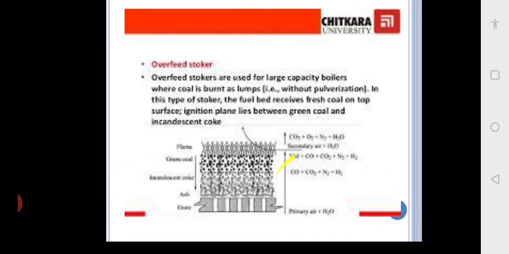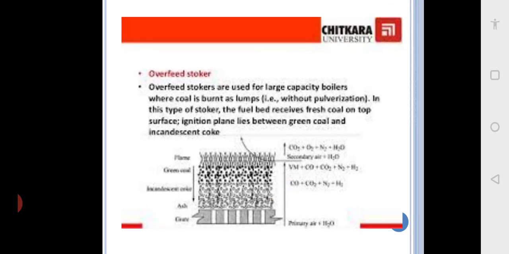As I was telling, you can see the secondary air is coming from the top, the primary air is coming from the bottom, and ultimately what you get is CO2. At the bottom you had CO, monoxide, because of incomplete combustion, but at the top it will go as CO2 plus O2 plus N2 and H2. These are the combustion equations. So you have different types of air like primary air and secondary air.